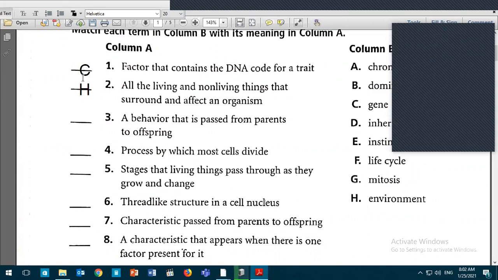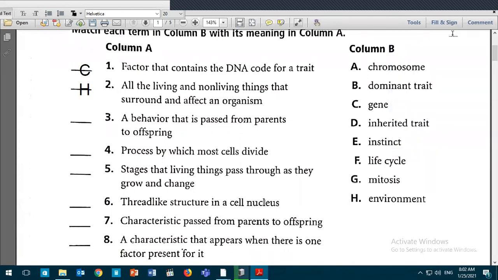Amr, do you have a problem with this? It's so obvious. Can you see? Yes. So the environment is everything that surrounds a living thing, like the air, the water, the soil, including the living thing itself. All of this is called environment.